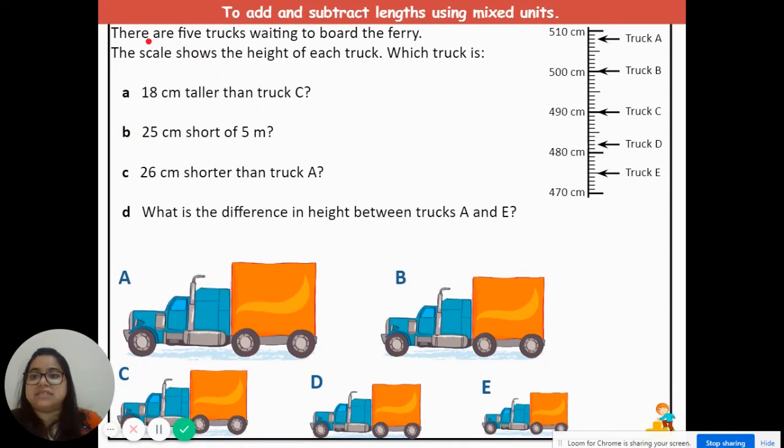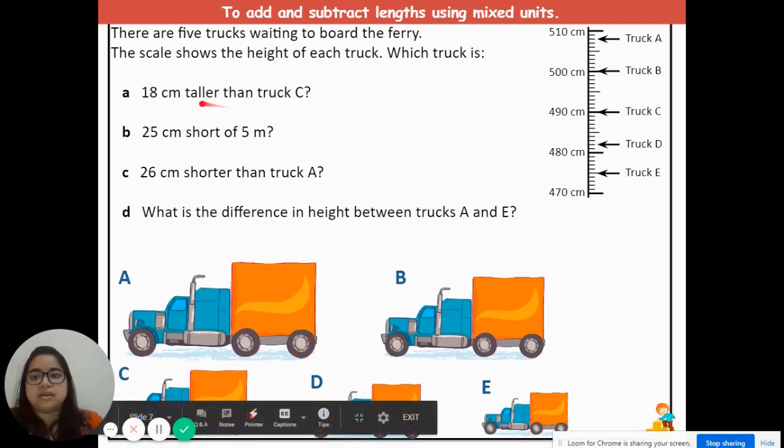Now let's go ahead with this question. There are 5 trucks waiting to board the ferry. The scale shows the height of each truck. Which truck is 18 centimeters taller than truck C?